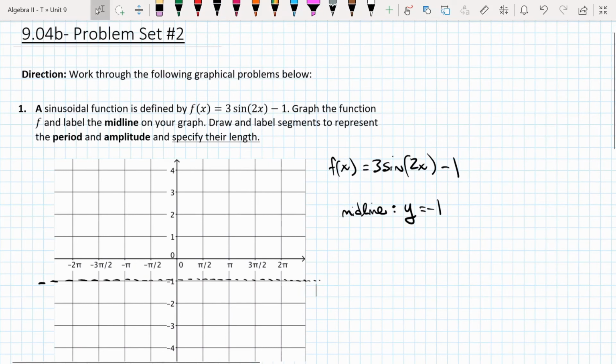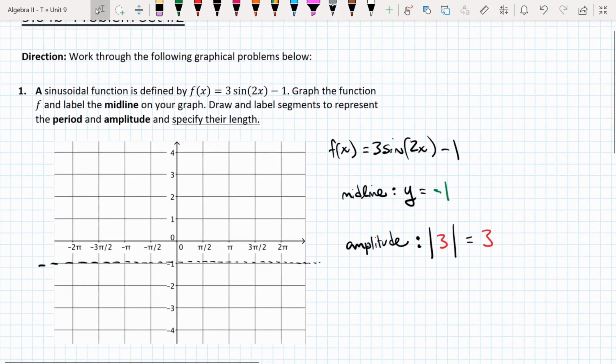The second key characteristic is the amplitude. I'll color code these, why not? The amplitude is defined as the absolute value of A, which is the absolute value of 3. So in this case, the amplitude is 3. And what that means is the function will not go below the midline minus the amplitude, so it won't go below -4. And it won't go above the midline plus the amplitude, so it won't go above 2.